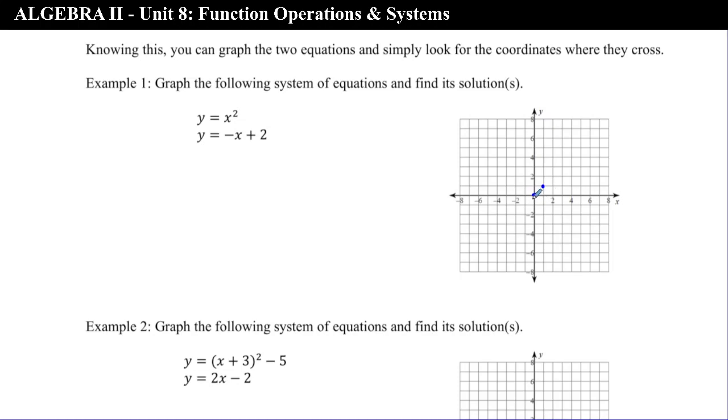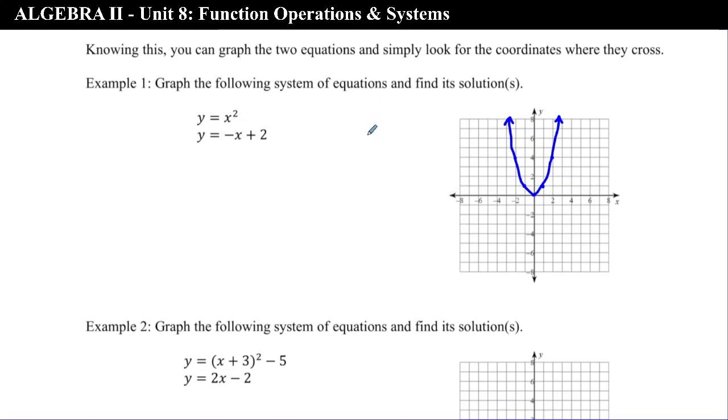Then you've got 1, 1. You've got over 2, up 4. And then you would go over 3, up 9, and then you would do the same on the other side. So that would graph your parabola. So we'll sketch that graph first. So there's my graph of my parabola.